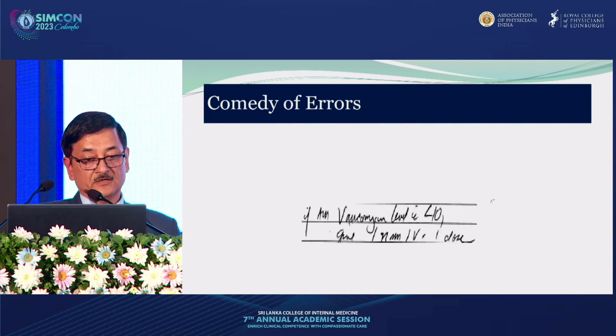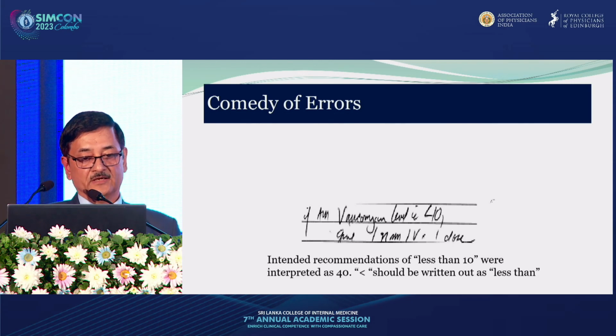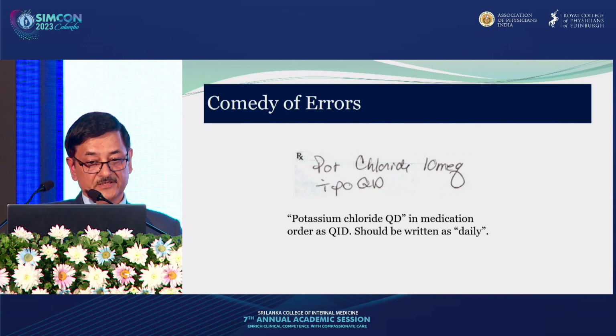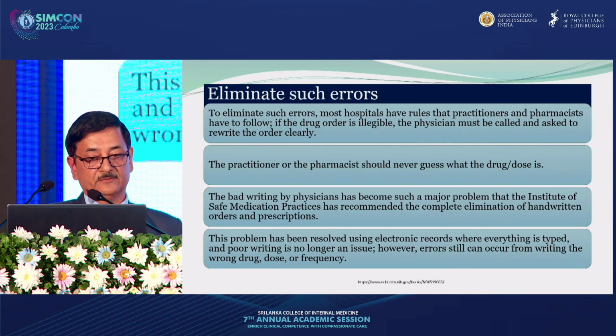Then injection vancomycin level is less than 10, that was intended, and it was interpreted as 40. So it should be written as less than. Then potassium chloride 10 milligram, QD in the medication order, and it was taken as QID, and should be written as daily. So these are the important things, and these things can be eliminated.